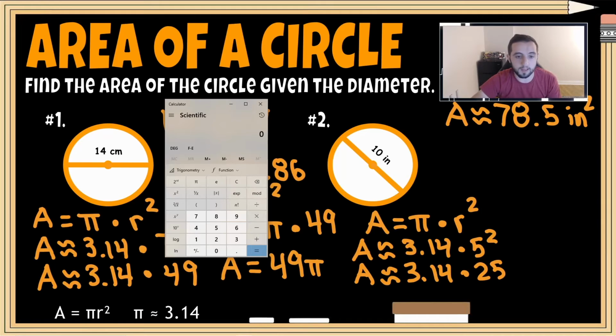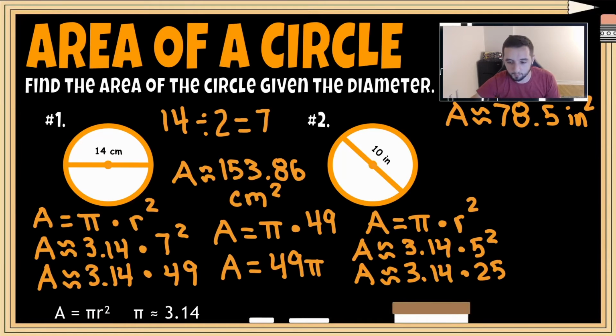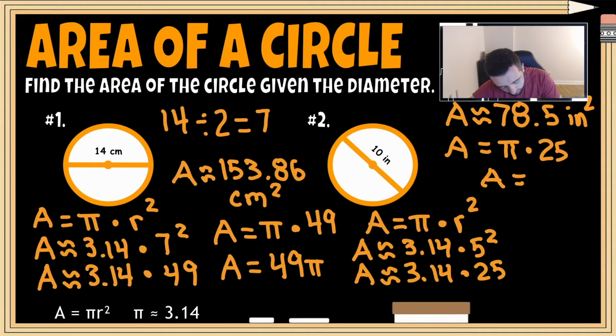Again, if we're leaving it in terms of pi, let's backtrack a little bit. So we have area equals, again, we won't plug in a value for pi. So we have pi times 25, which would mean our final answer in terms of pi would just be 25 pi. Okay, again, either answer works depending on what the question is asking you, homework, quiz, test, etc.